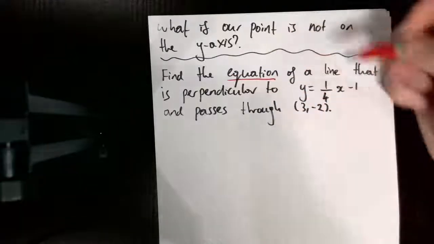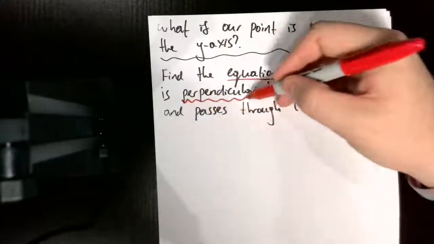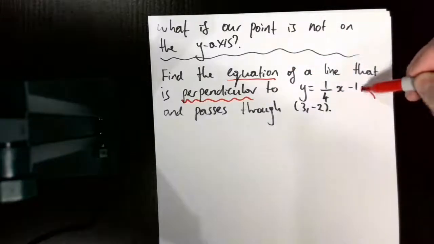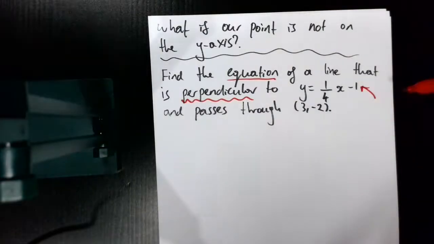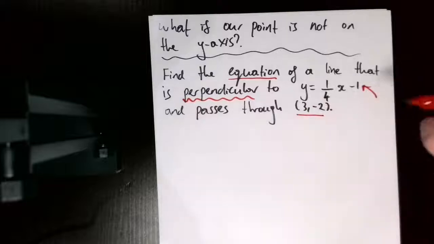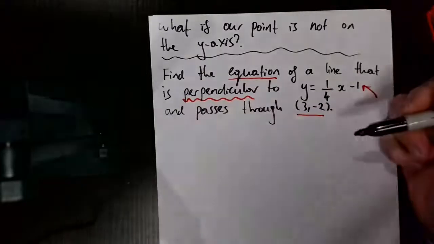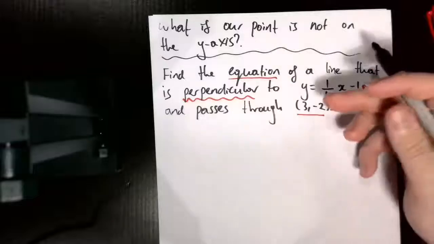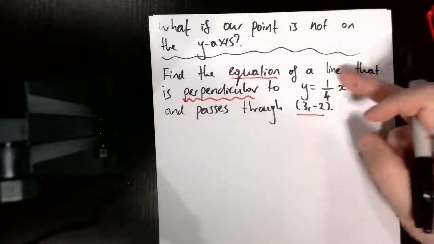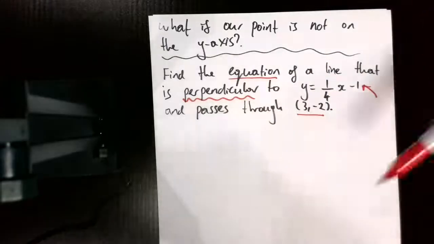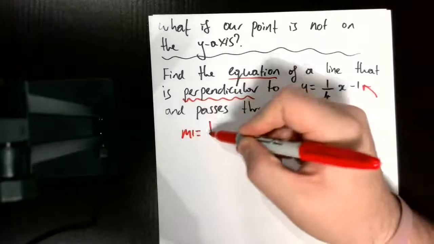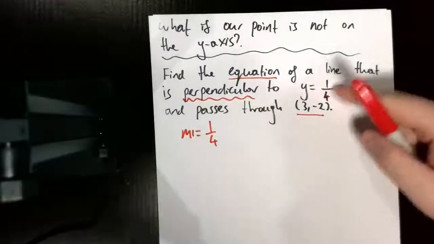We want to find the equation of a line that is perpendicular. It's really important that we understand that we're finding the perpendicular line to this original line here, y equals 1 over 4x minus 1, and it passes through the point 3 and minus 2. So what we want to do is find the gradient first off of our new line. Now we know the gradient of our original line. I'm going to write the gradient of our original line right here, m1 equals 1 over 4. It's whatever number is attached to the x.